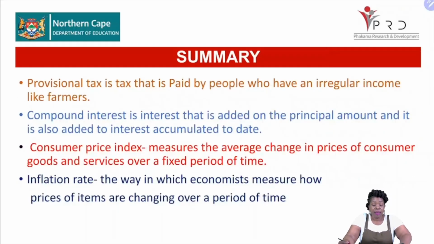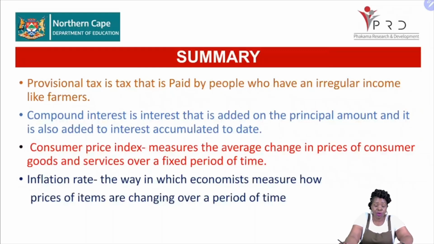Right? Grade 12, we go to the summary of today's lesson. We said provisional tax is tax that is paid by people who have an irregular income, like farmers. And we also looked at compound interest, which is the interest that is added to the principal amount, and it is also added to the interest accumulated to date.